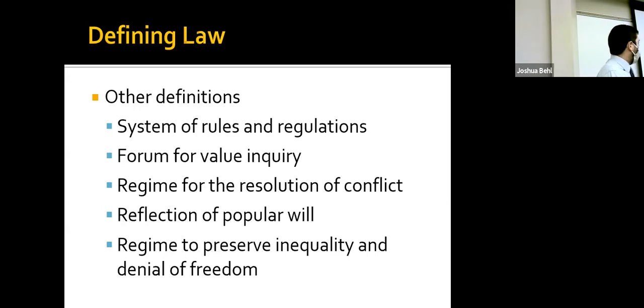A regime for conflict resolution, right? You need somewhere to settle conflicts. The law allows you to do that. A reflection of popular will is kind of the same as value inquiry issues. And this is one that we don't think about or talk about a lot, but depending on your perspective on law, law could be a regime to preserve inequality and the denial of freedom. How in the world is that the case? How does that make sense? What kind of perspective would you have to take to say, well, how is law preserving inequality and denying freedom?